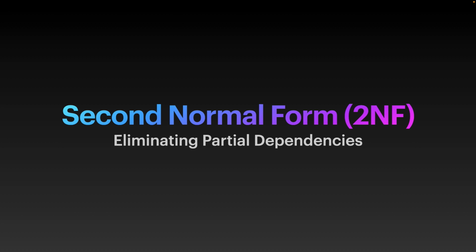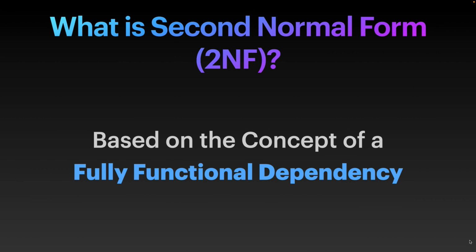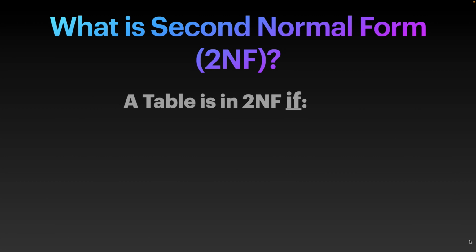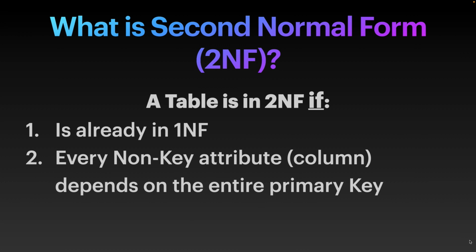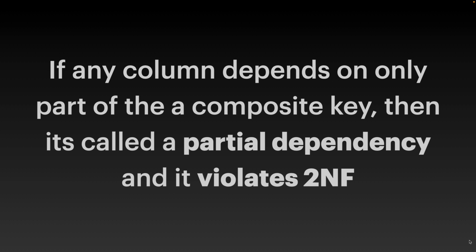Today, we're moving on to second normal form, a step that helps us reduce redundancy and improve data consistency even further. So, second normal form is based on the concept of a fully functional dependency. This means that a table is in second normal form if it's already in first normal form, and every non-key attribute depends on the entire primary key, not just part of it.